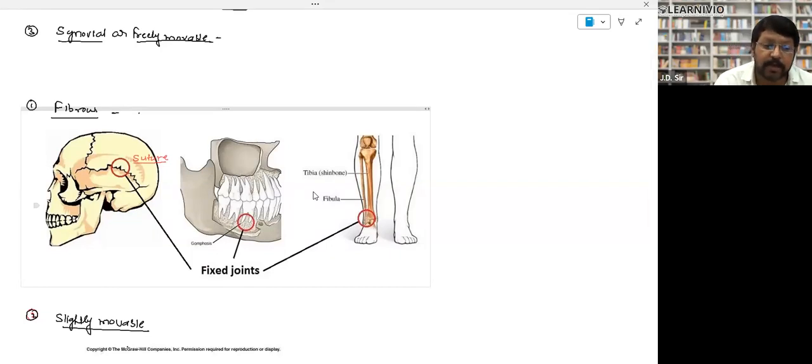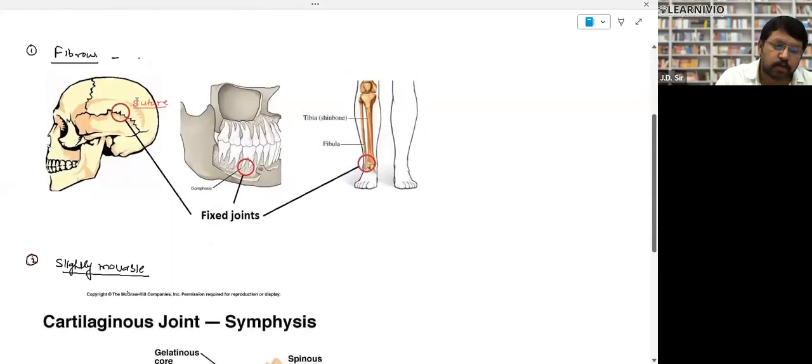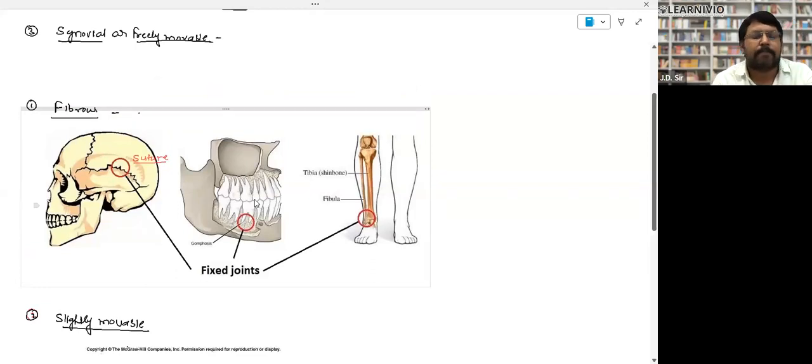What kind of question will you get? Basically, the question will be, the joint between tibia and fibula is, and there will be four options. So you will get it directly from the example. What you have to do right now is note down the type of joint, then their example. Don't go on the diagram, just note down the example. You'll get the question from the example. Then fibrous joint or fixed joint: note down sutures, tooth and jaw joint, tibia and fibula.